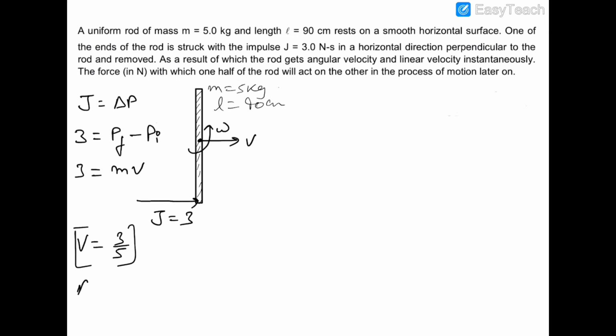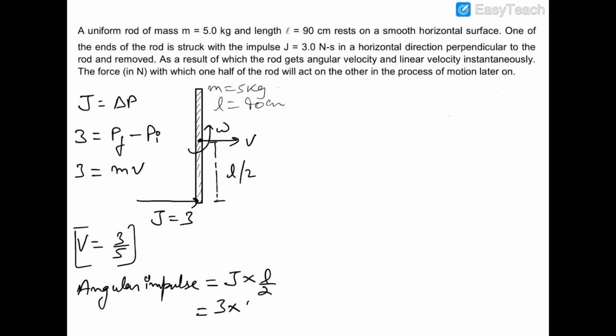Now the angular impulse is equal to the linear impulse into distance from the center, because we are calculating the angular impulse about the center. So this distance is L by 2, and therefore this will be 3 into 45 centimeters. In meters it would be 0.45, because L is 90 and L by 2 would be 45, and in meters it would be 0.45. So this is the angular impulse.